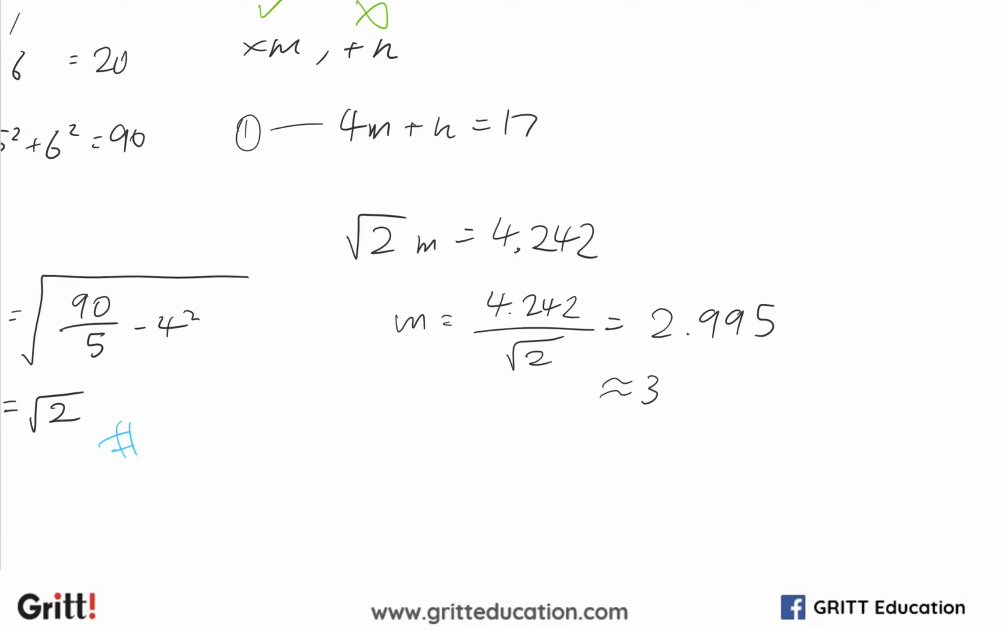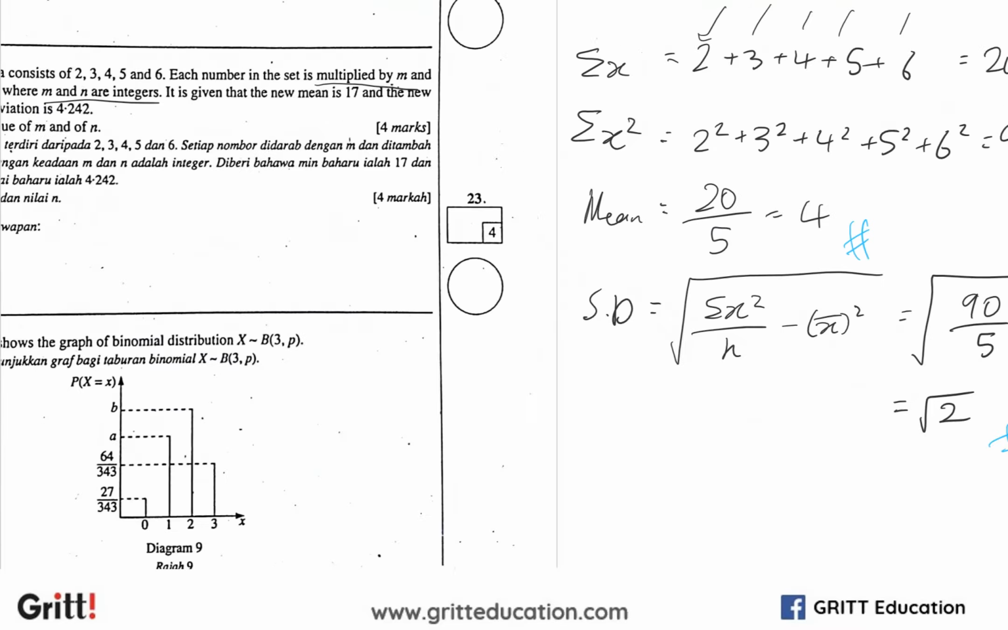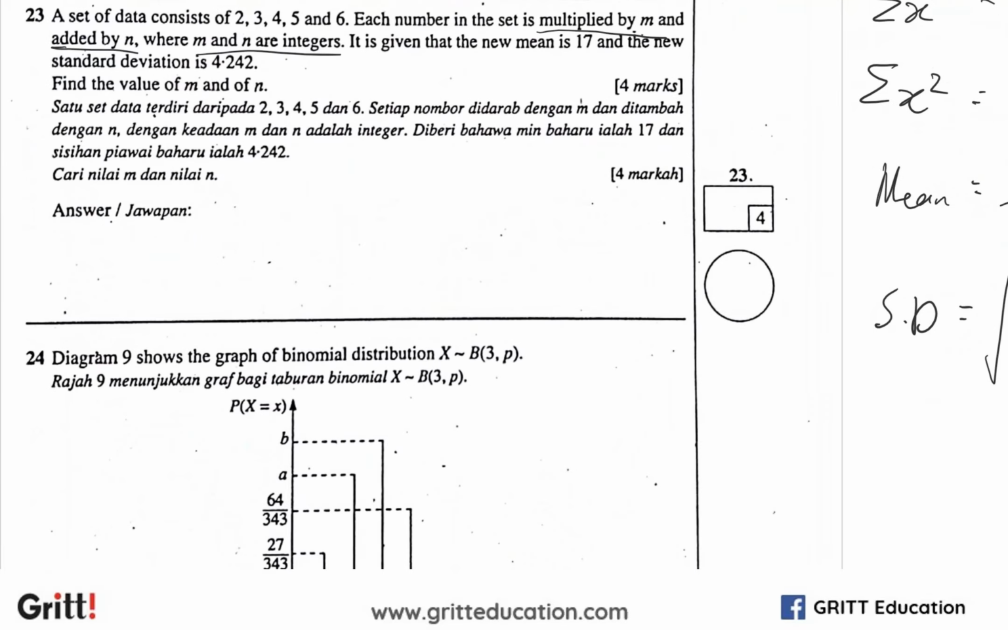So with this, we can use this value and attempt to solve equation 1. Now it will be 4 times 3 plus n equals 17. And the value of n will be 5. So you actually have your two values now. m is equal to 3, n is equal to 5. So with that, you have your answer.